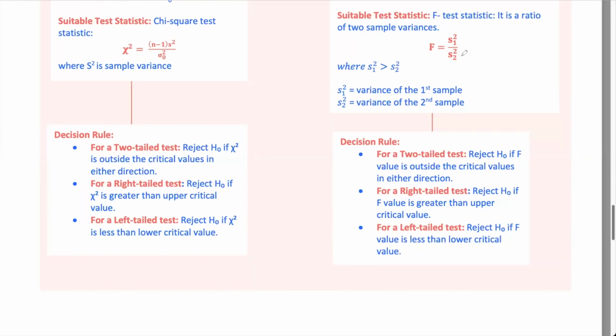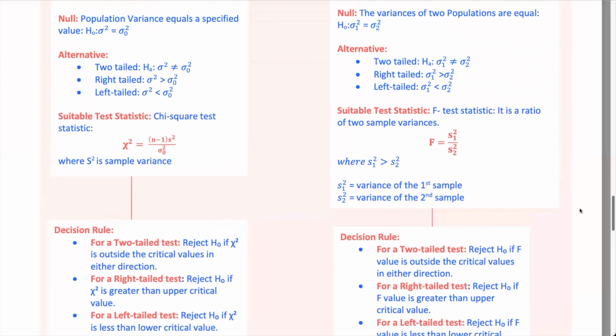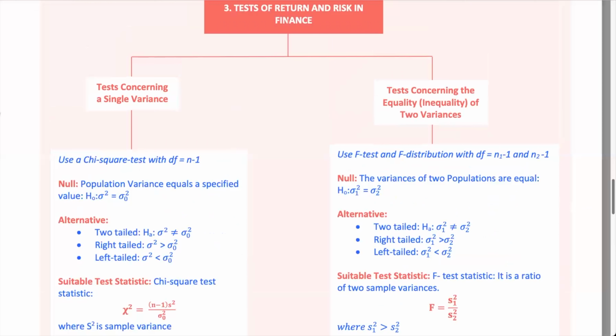Again, for a two-tailed test, we reject the null if the F value is too large or too small. For a right-tailed test, if the F value is greater than the upper critical value. And for a left-tailed test, if the F value is less than the lower critical value. In summary, use the chi-square test to check a single variance and the F test to compare variances between two populations.